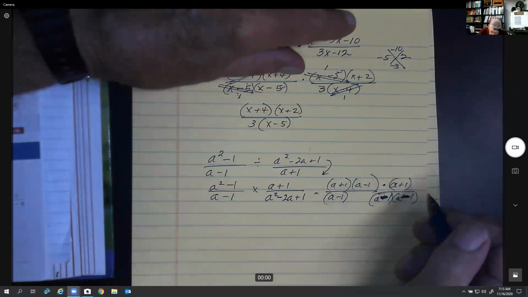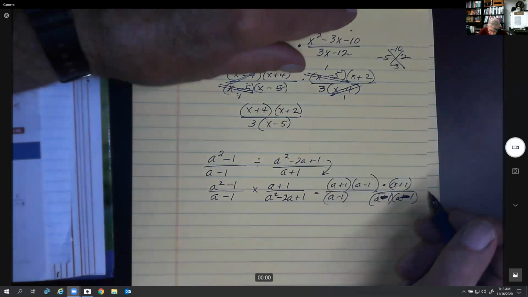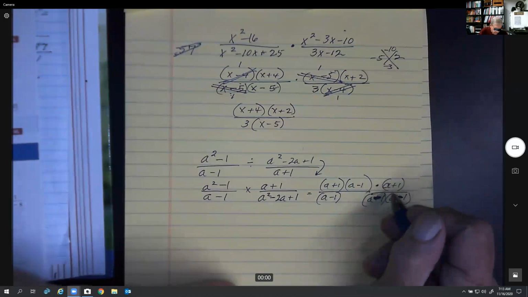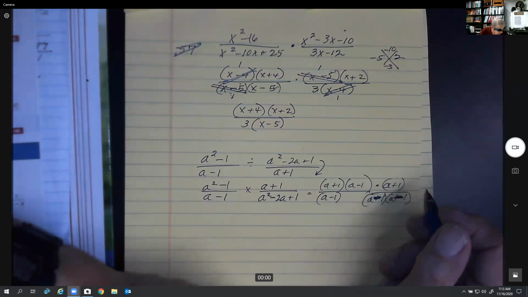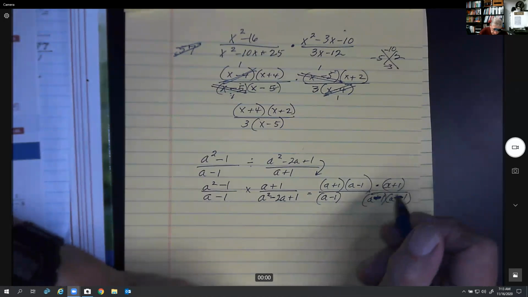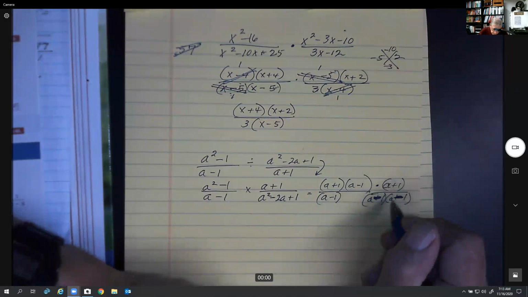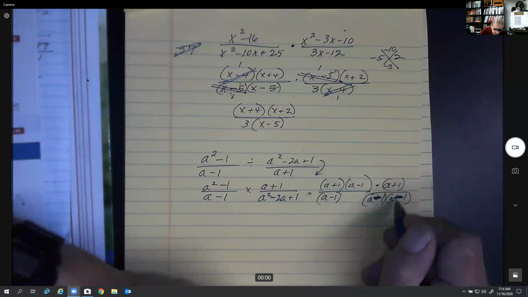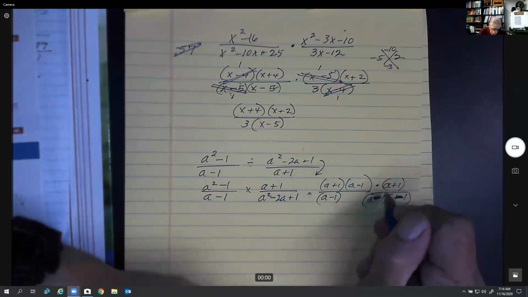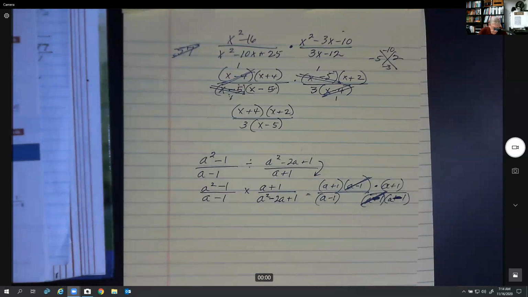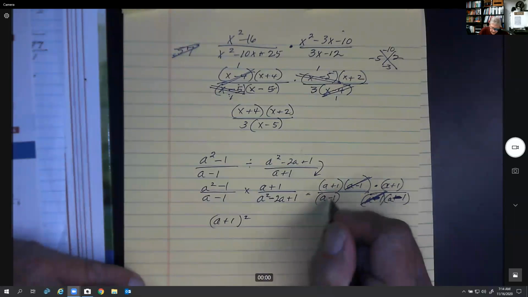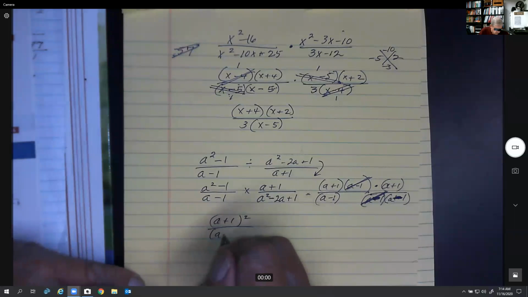Okay, so what cancels? I've got a lot of A minus 1s, but I don't have very many A plus 1s. So the only thing that would cancel is this. Let's make sure I copy this correctly. I flipped it over, right? So I have the A plus 1 on top, A plus 1, A minus 1, A minus 1, A minus 1, A minus 1. I'm going to cancel off any of these A minus 1s, just this one and this one. So I end up with A plus 1, A plus 1, which I could write as A plus 1 squared, and then A minus 1, A minus 1, which I could write as A minus 1 squared.